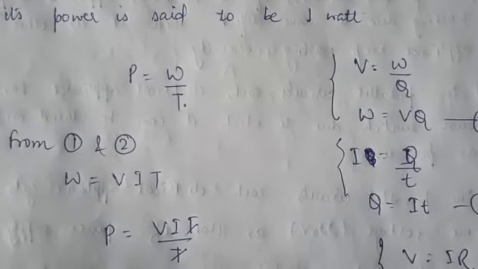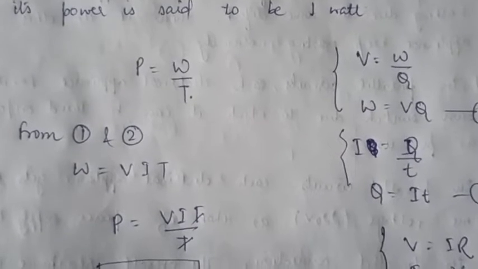So basically in electric power, what is happening? Electrical energy is being used, or you can say the work done when the charge is moving inside the conductor, and that work done when divided by time gives us the idea about power. So V is equal to W by Q. So W becomes V into Q.